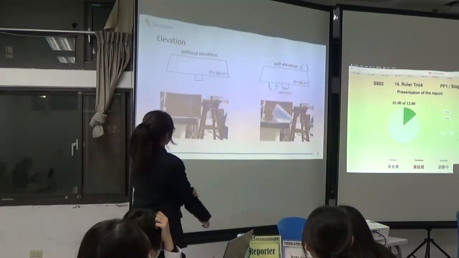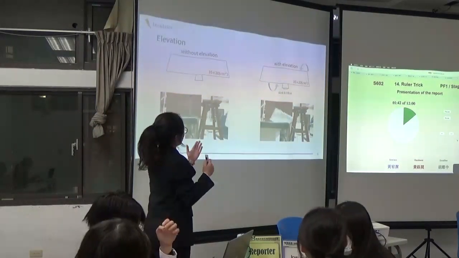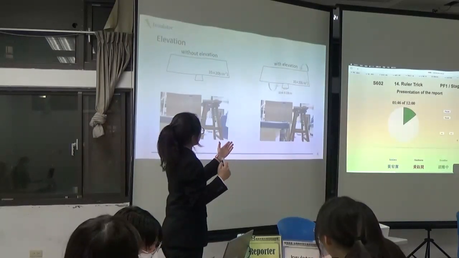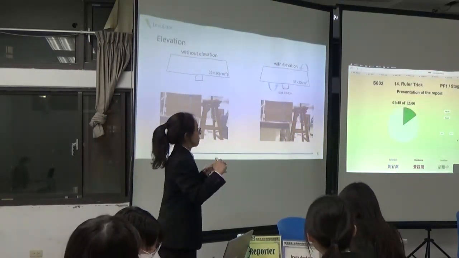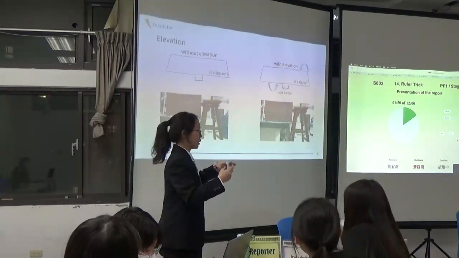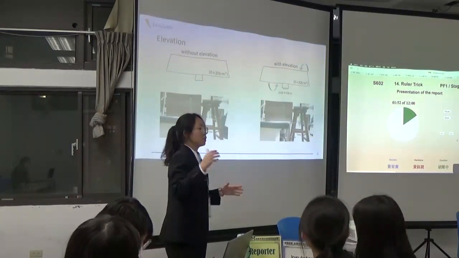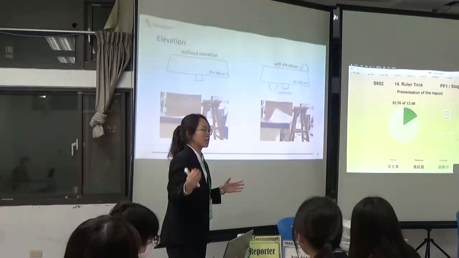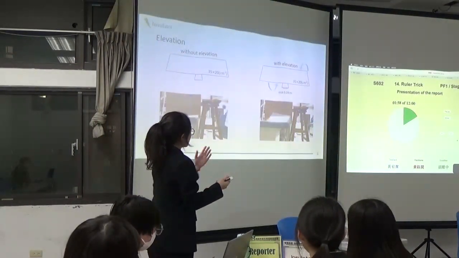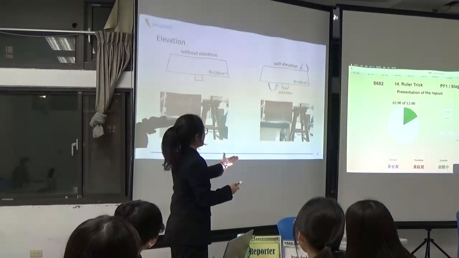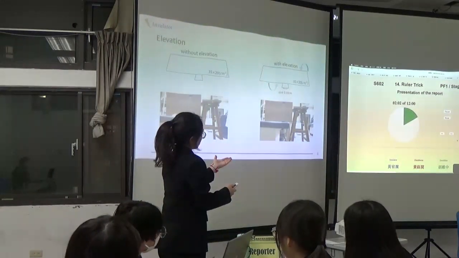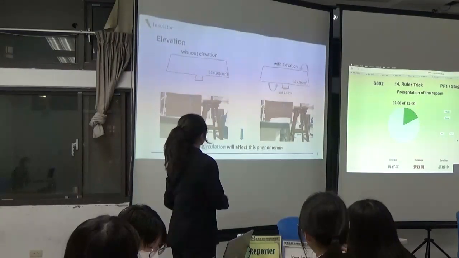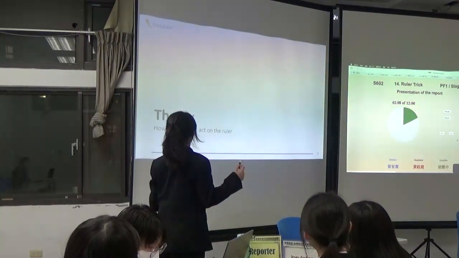Next, we observe the elevation under the ruler. You can see that when the ruler is elevated, it creates a gap under the paper, and this lets air flow around into it. When the air flows in, it creates a force that lifts the ruler and paper. You can see through the video that with the elevation, the ruler falls more easily. So we can say the air circulation affects this phenomenon. Next, I'm going to talk about a theory for this.